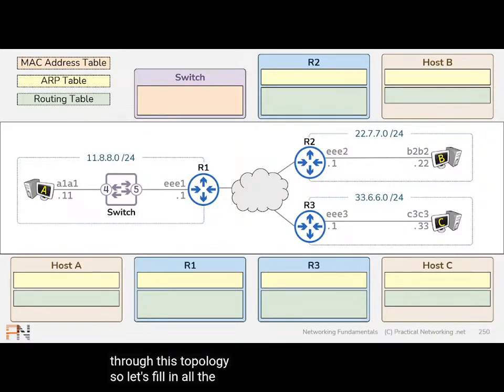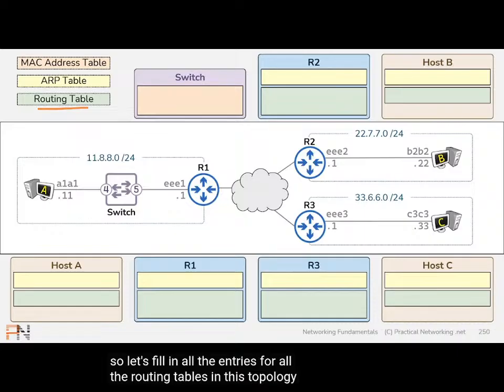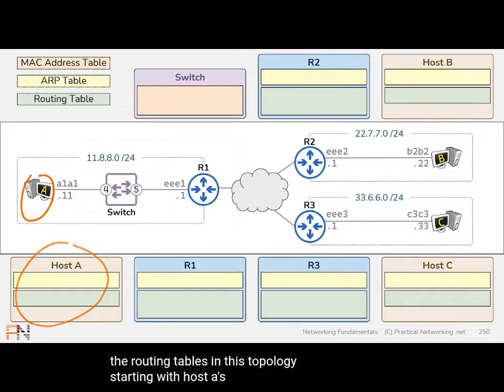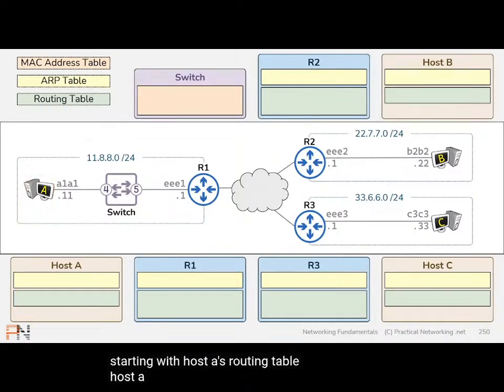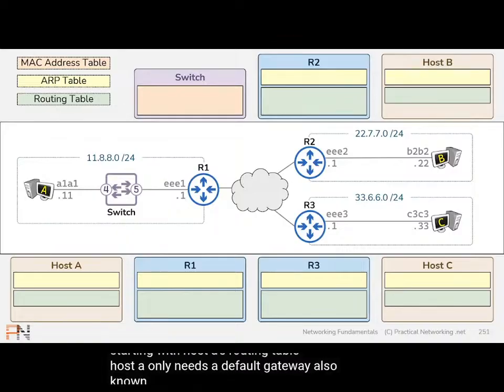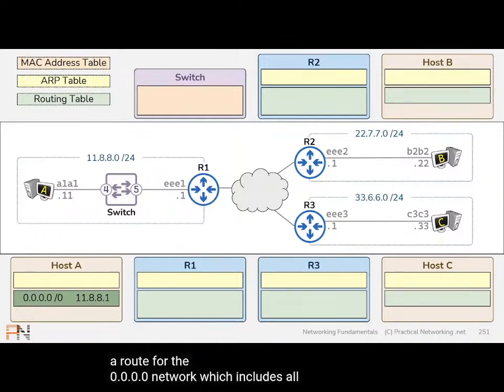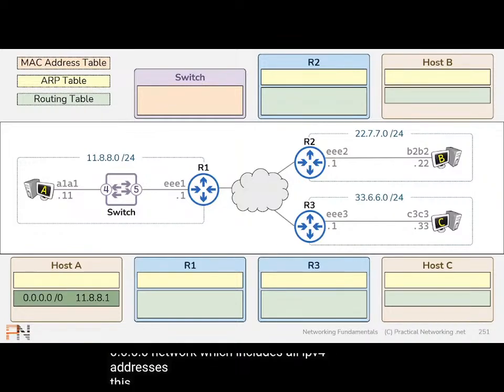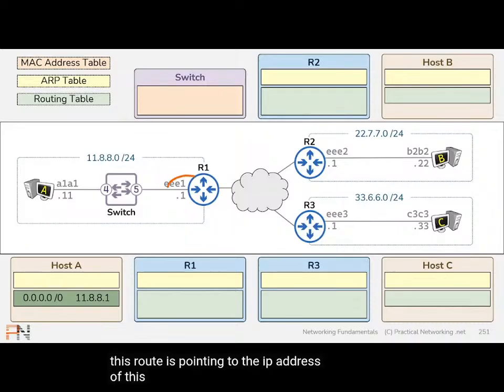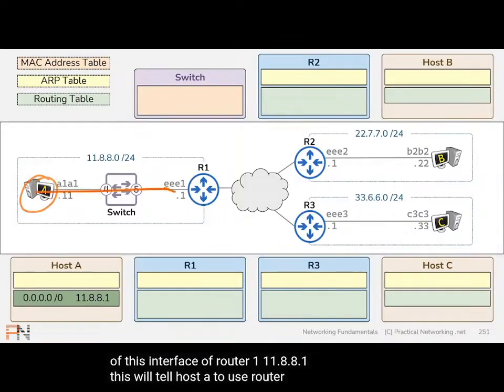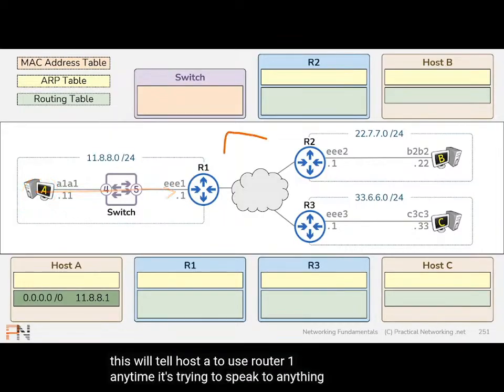So let's fill in all the entries for all the routing tables in this topology, starting with host A's routing table. Host A only needs a default gateway, also known as a default route. The default route will be represented as a route for the 0.0.0.0/0 network, which includes all IPv4 addresses. This route is pointing to the IP address of this interface of router 1, 11.8.8.1.